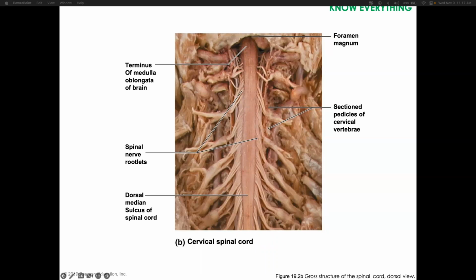So this first one is an image of your cervical spinal cord and your cervical vertebrae. You can tell that it's the cervical vertebrae because the foramen magnum is present here. And then you can also see the medulla oblongata of the brainstem.